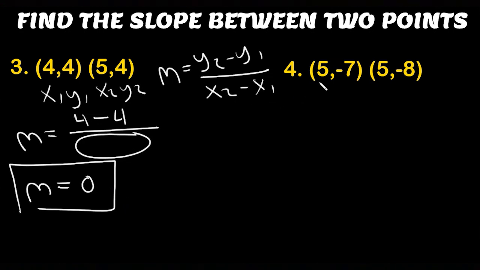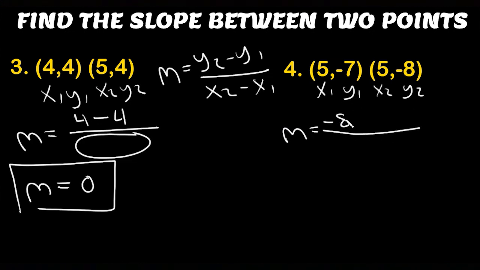Okay, let's try number 4. We're going to put x1, y1, and then x2, y2. So plugging it in, we get m is equal to, my y2 is -8, minus my y1, which is -7. I'm going to go ahead and put parentheses around this. That way we're separating the negative signs here, okay? And then I go down, I'm going to put 5, that's my x2, minus my x1, which is going to be 5.